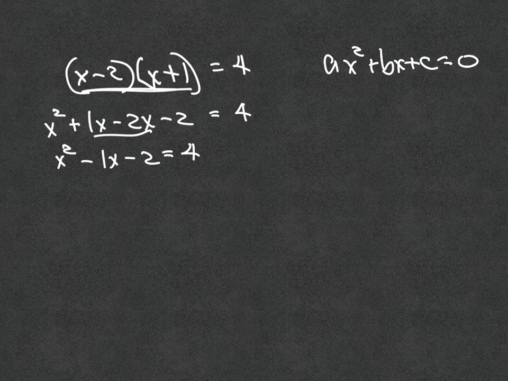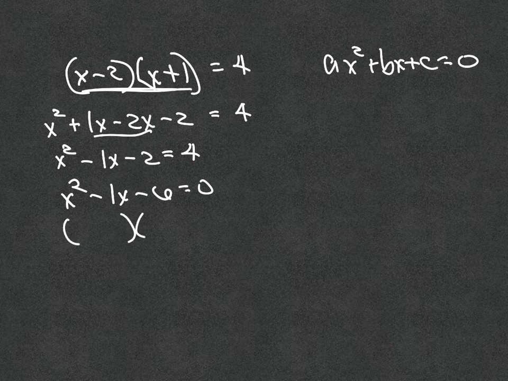Okay, so we have that. And then the next step, we're not going to do this yet. Before we do that, we have to get this over here. So this is equal to 0. Before we do anything, we've got to set it equal to 0. So I subtracted 4 from both sides.